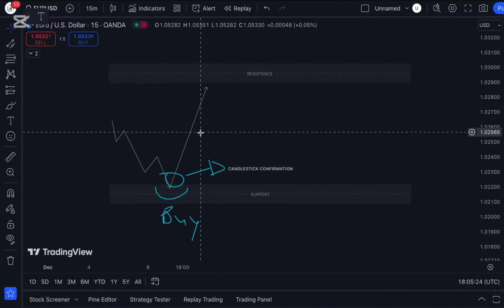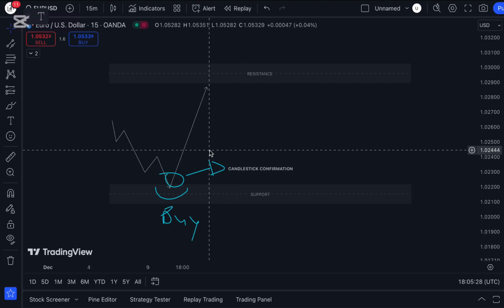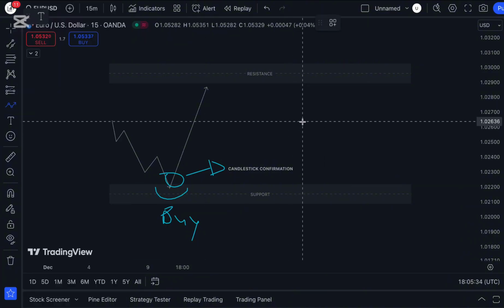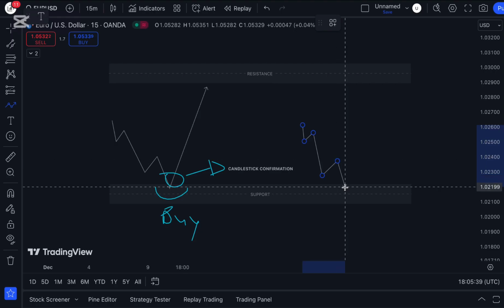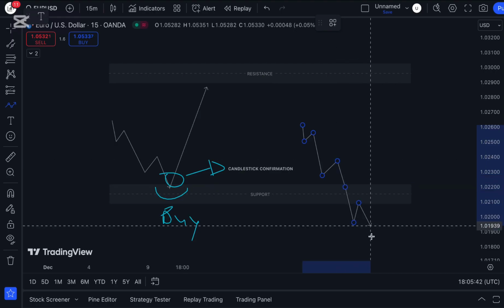So moving on, remember that if you take option number one, you need candlestick confirmations. Option number two would be similar to option number one. We would have price coming all the way down to support, and once it reaches here, price breaks, retests, and then moves.